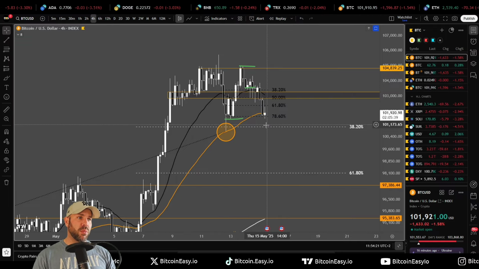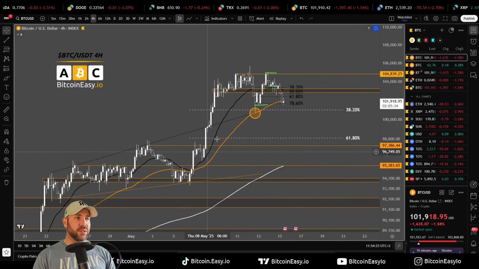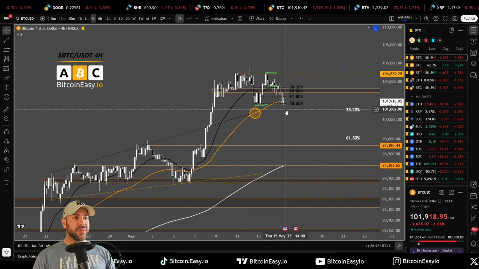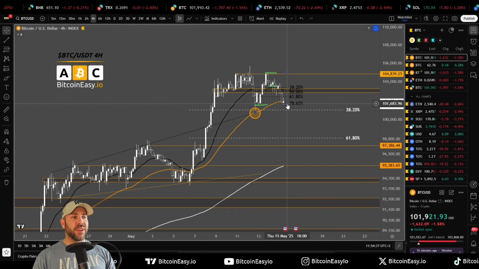There's potentially that we move down here to the 38.2, which is from the retracement here from the swing low to the current swing high, and get a bounce from there. But really important that we close back above here right around $101,700.